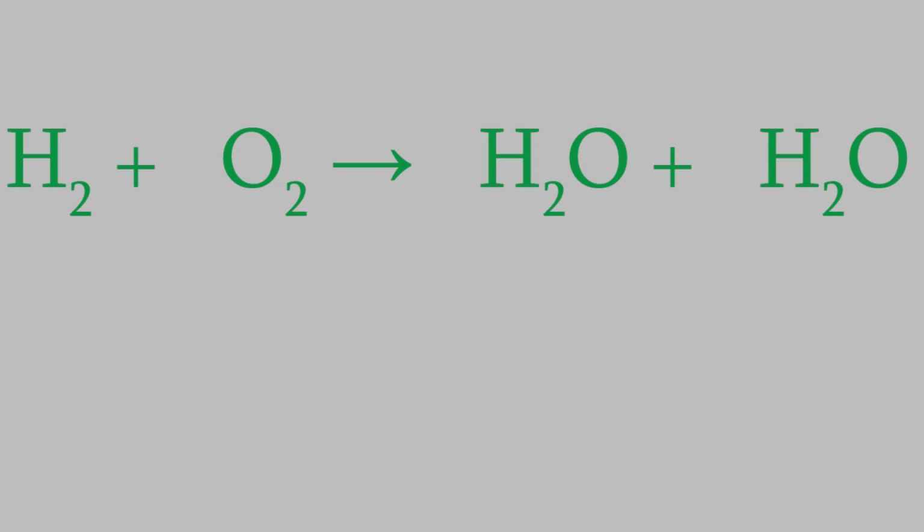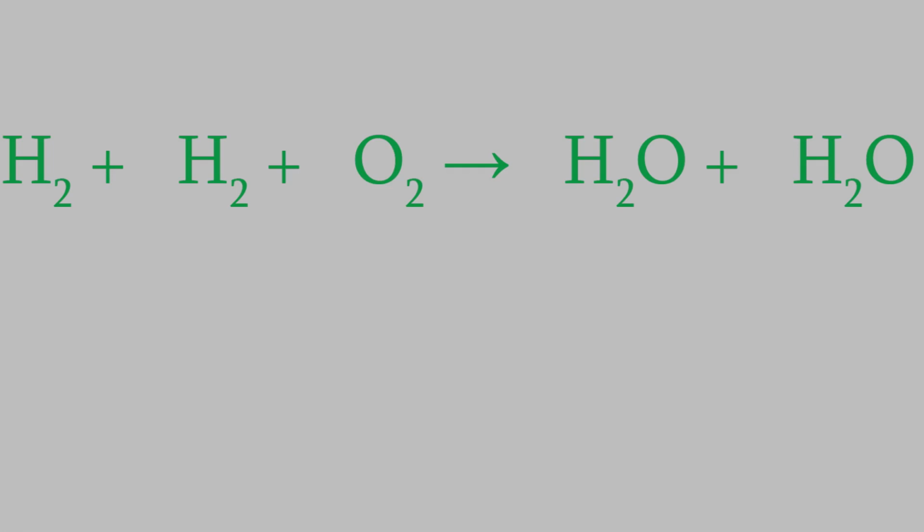Unfortunately, by doing that, I messed up our hydrogens. Now there's 2 on the left and 4 on the right. So to fix that, I'll need to add another H2 molecule on the left side. Now there are 4 hydrogens on both sides, and 2 oxygens on both sides, and that means our reaction is balanced.